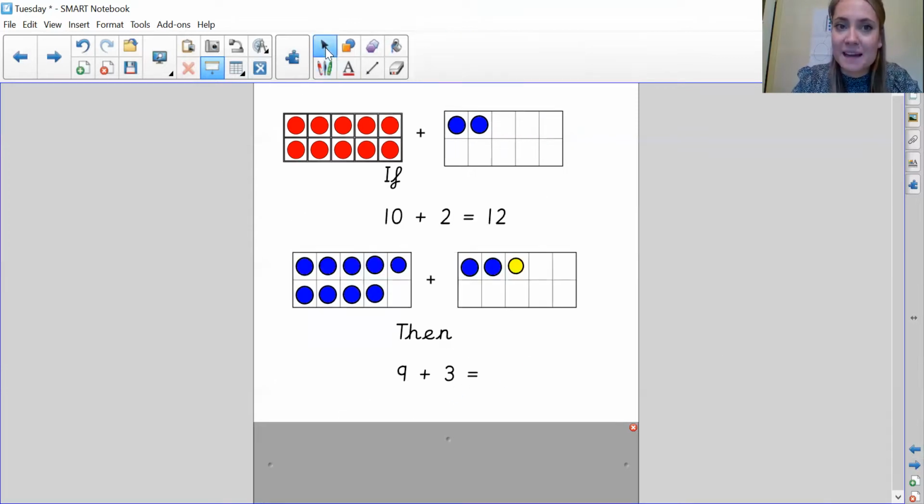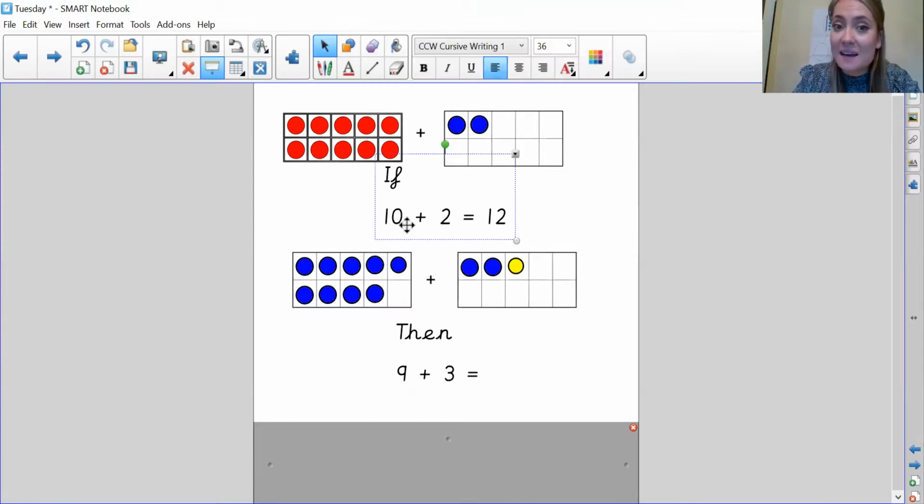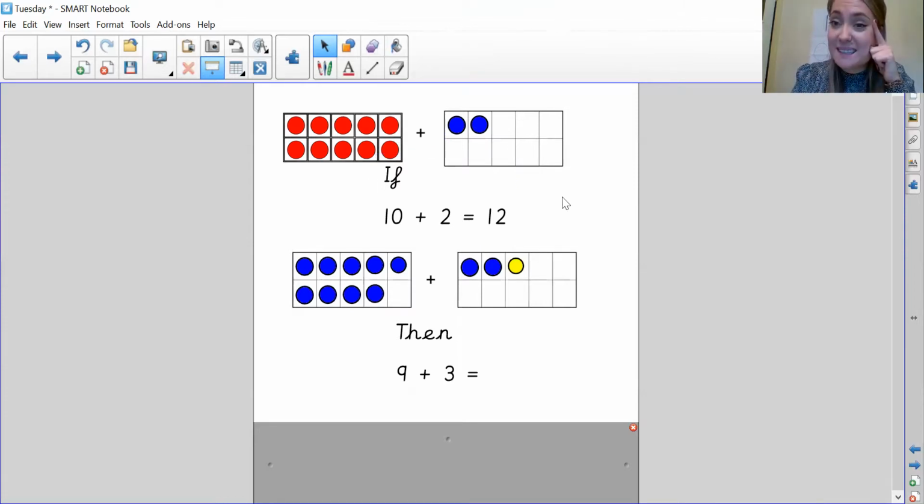Okay, let's have a look at my next one. I've got 10 over here and 2 here. 10, 11, 12. 10 plus 2 equals 12. Now I want you to see if you can have a go at solving my question. 9 plus 3 equals. See if you can do it on your tens frame and move this one to make a 10. Pause me now, see if you can do that.